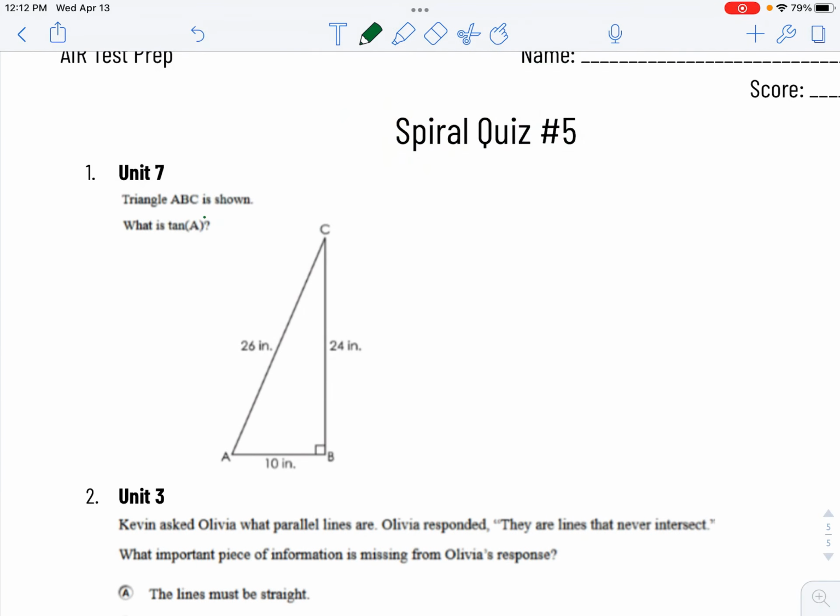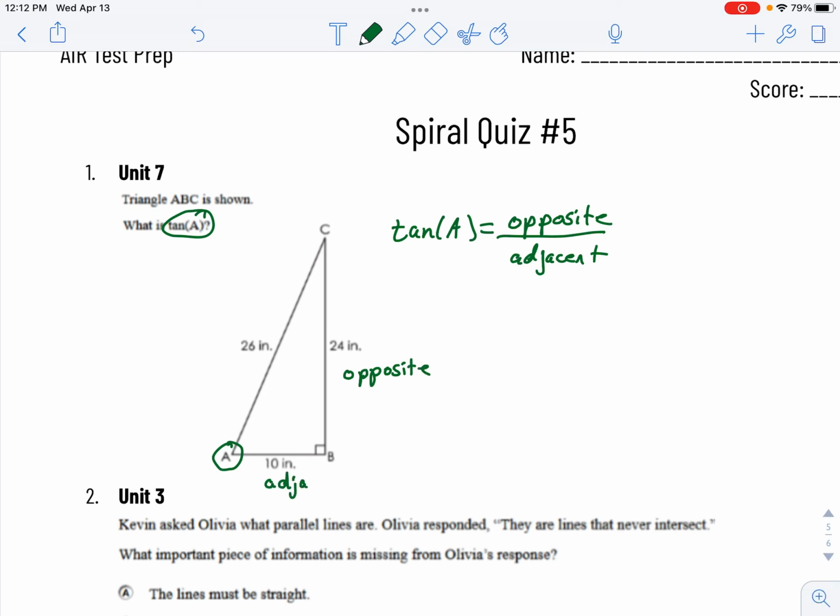This one right here, again, you're given this on the formula sheet. The formula sheet would tell you that the tangent of A is equal to opposite over adjacent. So with respect to angle A, that's the opposite side. This is the adjacent side.